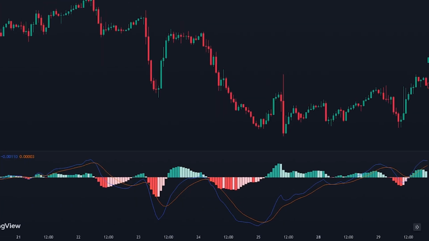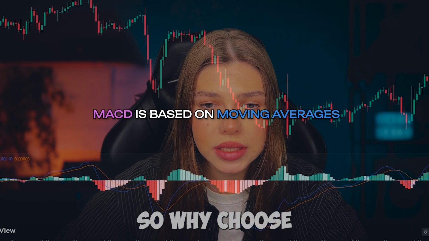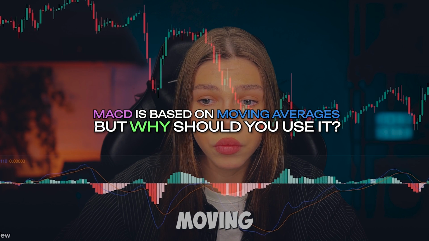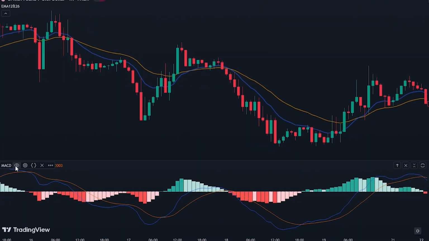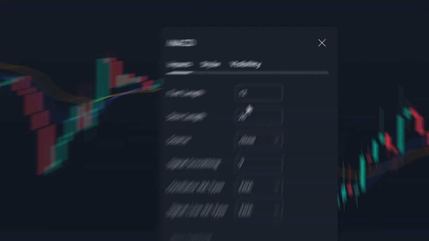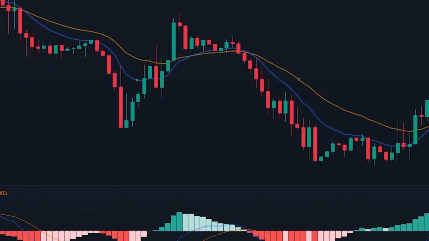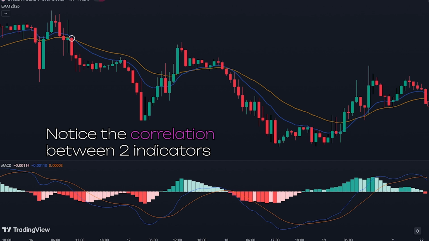We now know that the MACD relies on moving averages, so why choose the MACD over the moving average? Well, let me give you a quick comparison. So here we have the MACD set to default settings 12 and 26, and over here we have two exponential moving averages also set as 12 and 26.